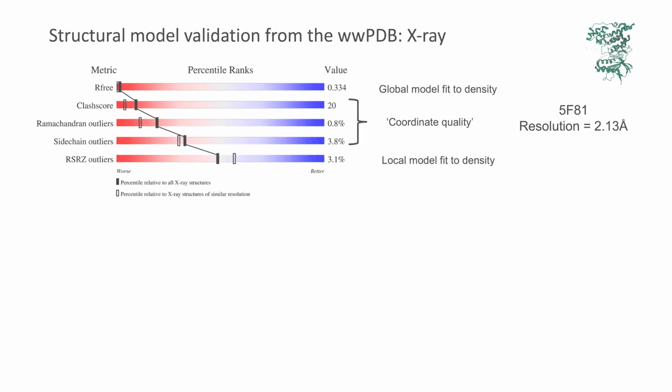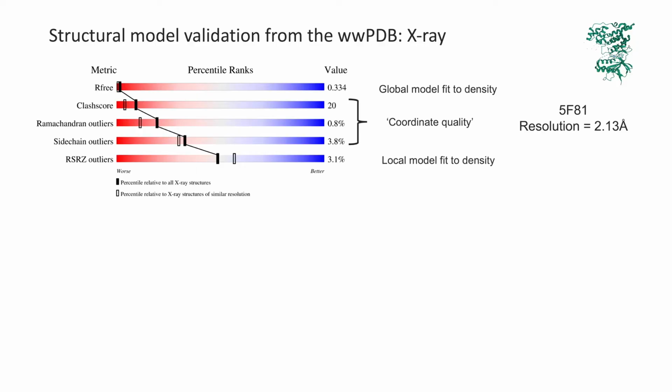It contains 5 different criteria, the first and last of which relate to the coordinates and their match to the crystallographic density. So the R-free relates to overall global model quality, and the RSRZ relates to local model quality matched to side chains, and so on. The middle 3 relate to the coordinates themselves, so looking for interatomic clashes, which are unphysical, bad, looking for Ramachandran outliers for protein backbones, and also for side chain outliers.